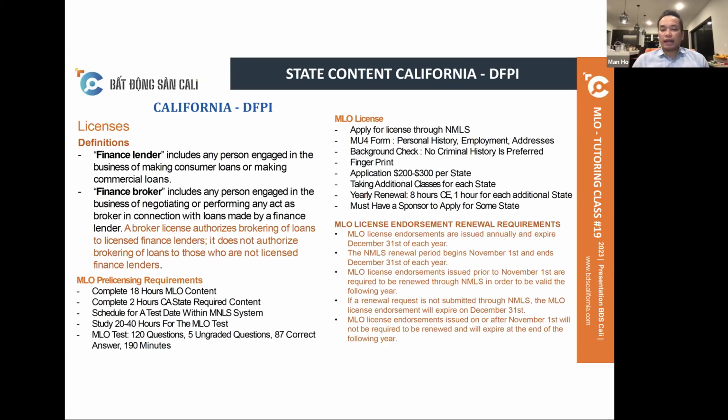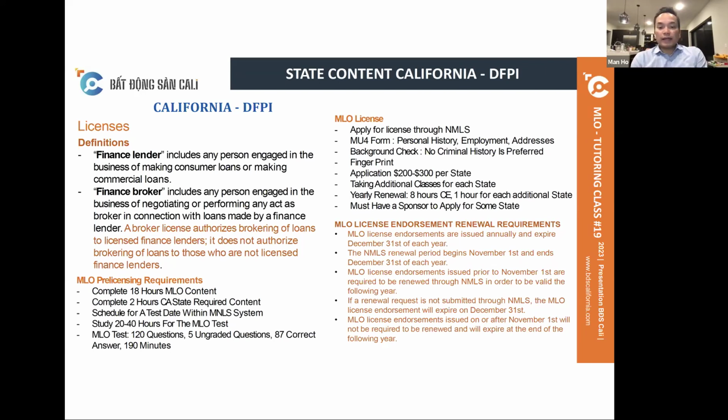This MU4 form is just an application. It consists of personal history, employment, and addresses, and once you're done with that, you submit it. They will have a department that does a background check on you, because you have to fill in all the personal information. That includes your name, your address, your phone number, your social security number, right? And then they use that social security number to do a criminal background check on you. There are certain requirements that, if you don't meet them, you cannot become an MLO, even if you pass the test. So be careful. There are certain things you need to know first before you take a course or a test. Otherwise, you just waste your time. I will go over those requirements shortly.